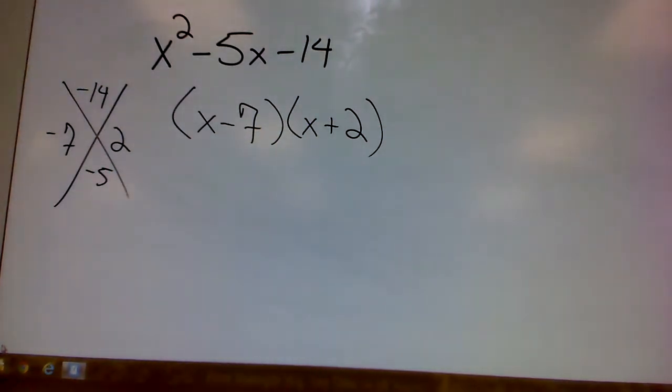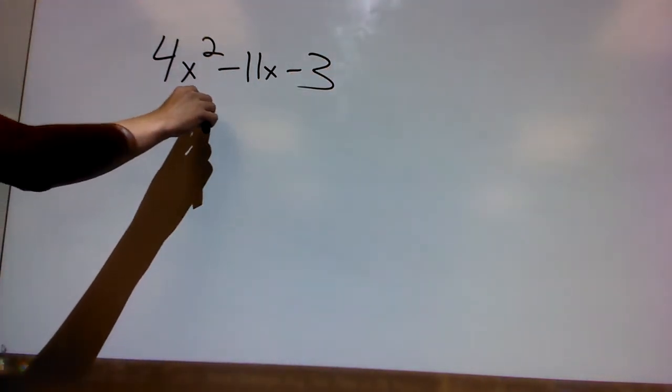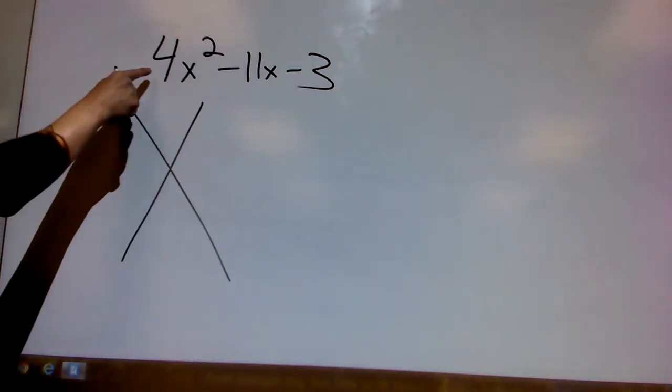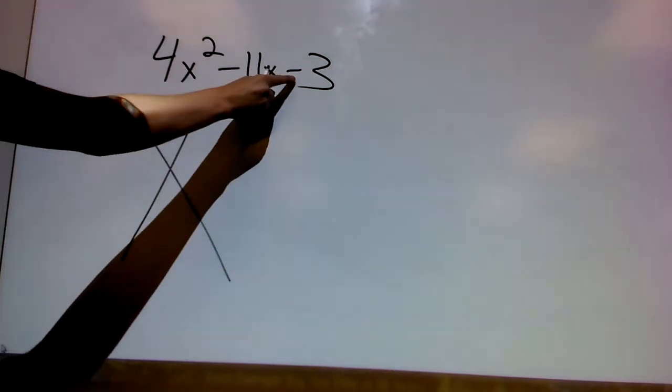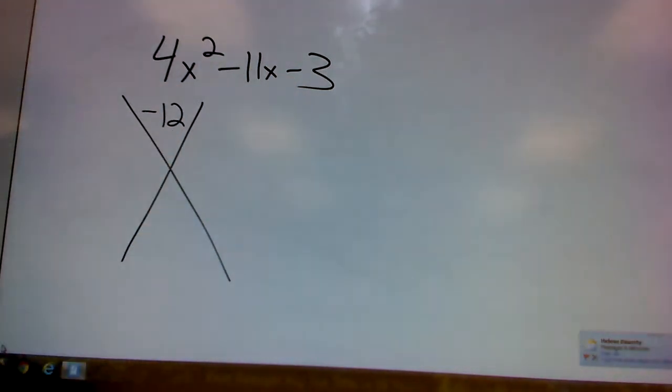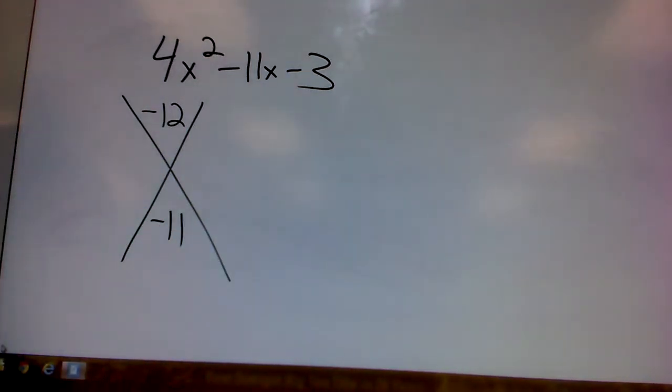Then we get the complicated x. Complicated x game. If I throw a number in front, like 4x squared minus 11x minus 3, complex x game. Since I have a number in front, I need to multiply by the last one. 4 times negative 3 is negative 12. Bring down the negative 11 as always, negative 11.